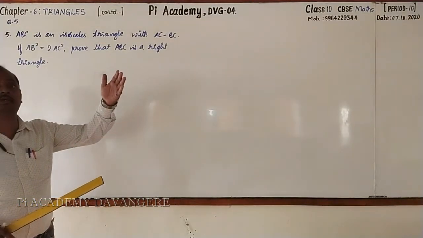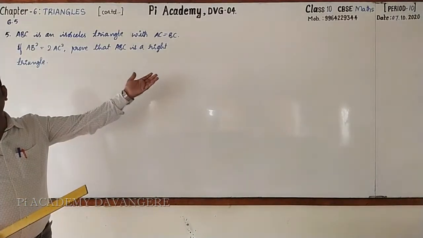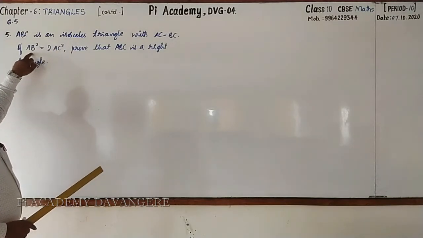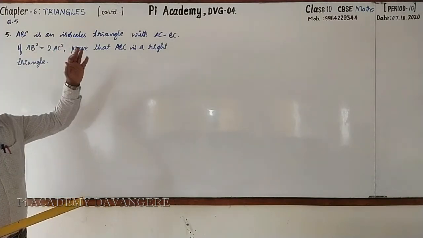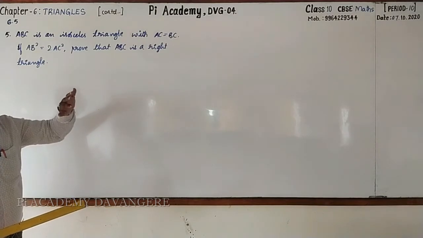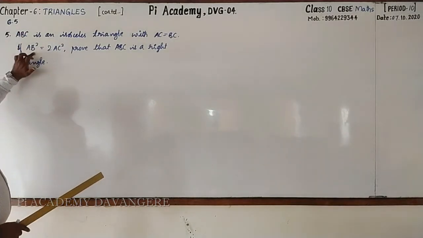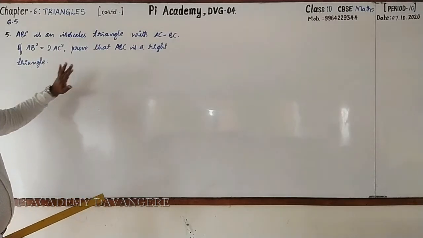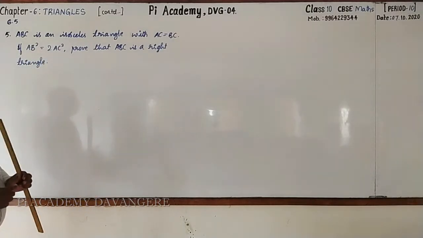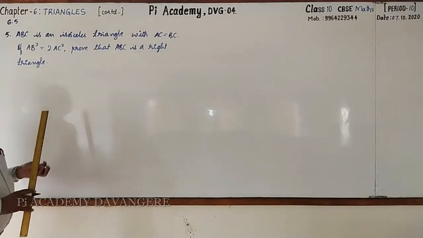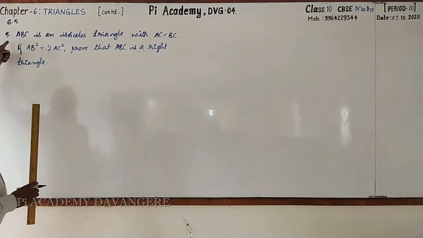They had given a right angle, isosceles right angle triangle, and in that they had asked you to prove this statement, AB square equal to 2AC square. Now they have given this, and we have to prove it is a right triangle. Okay. Again, pausing the video, you should copy this statement. Afterwards, you may start drawing with me.